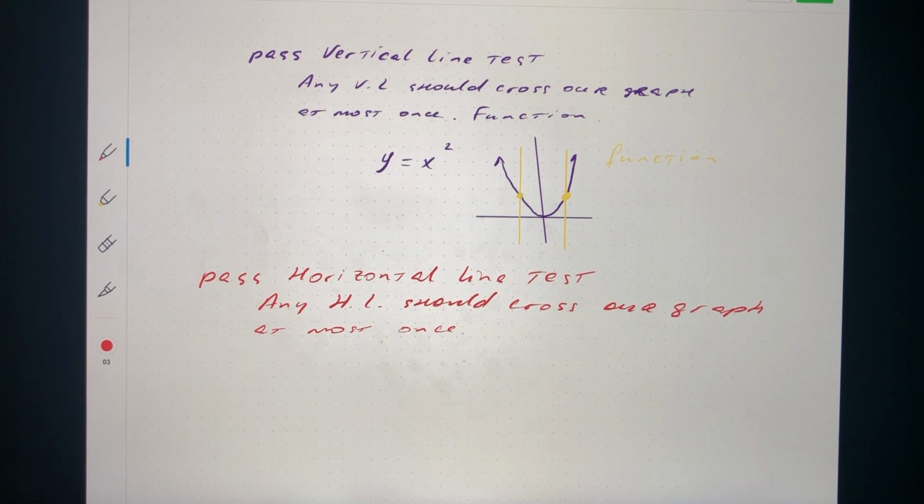And then, if that happens, then we have what's known as a 1-to-1 function. And any 1-to-1 function has an inverse. So any 1-to-1, that's how we write it, 1-1, any 1-to-1 function has an inverse.